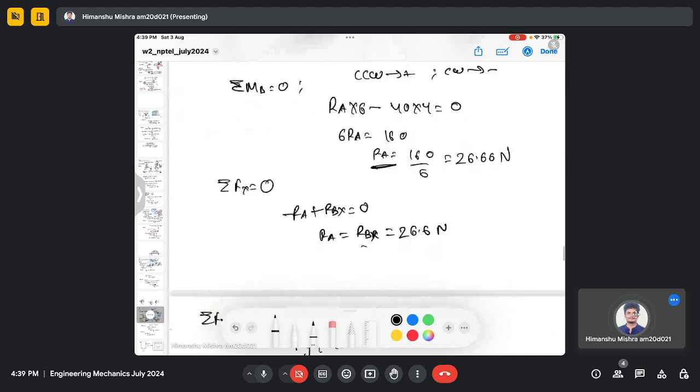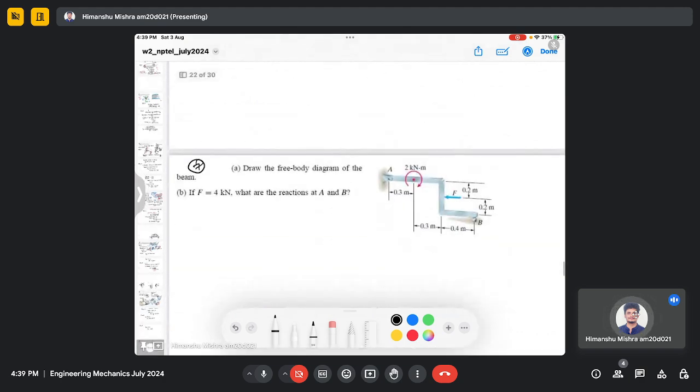So if not, then we have a similar problem here, and you can try this problem by yourself. Just as a hint, first you need to identify the type of joint here. So this joint is a roller joint, and this joint is a pin joint. Now you have a pin joint at A, roller joint at B, and you need to calculate the reaction at A and B.